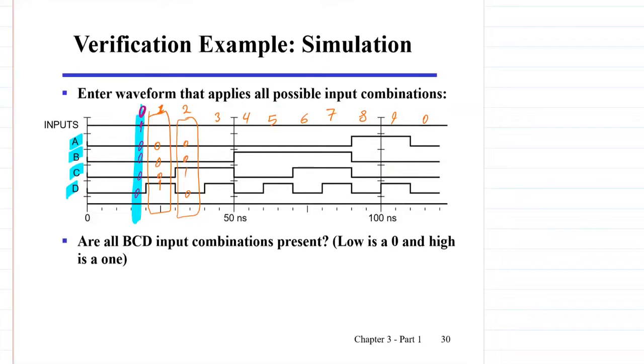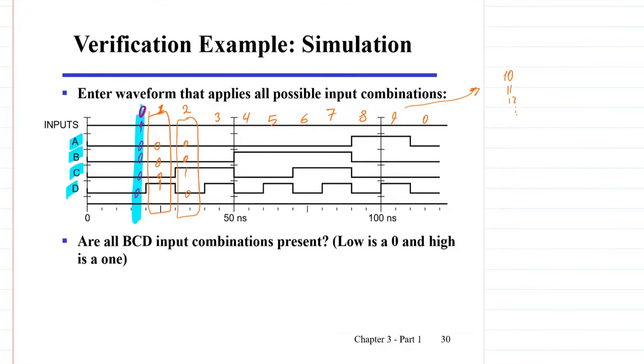So you see that all possible care cases are considered. The cases which might correspond to decimal values of 10, 11, 12, and so on are not considered here because those are not important. We don't care about them.